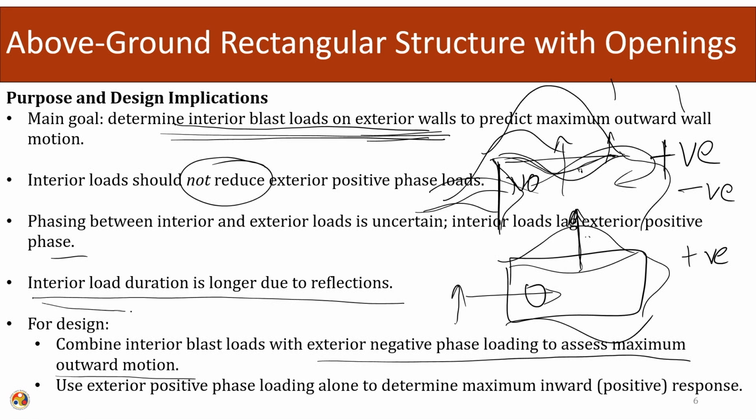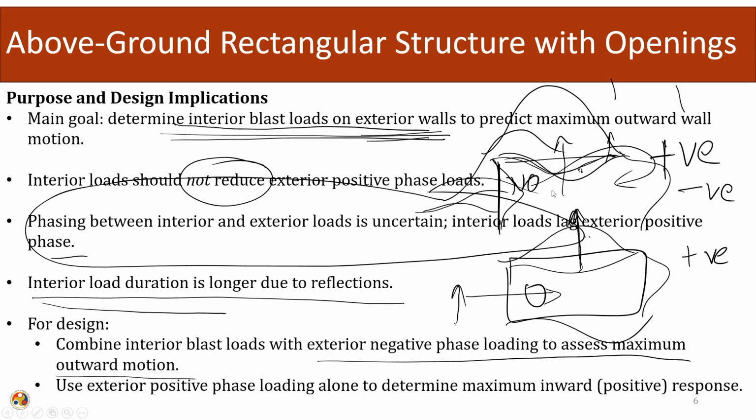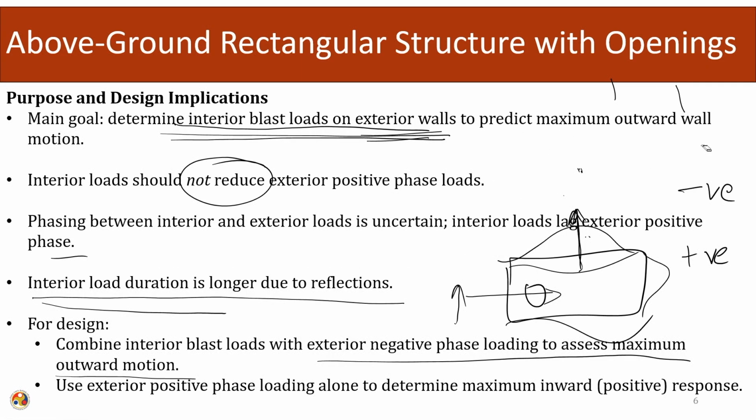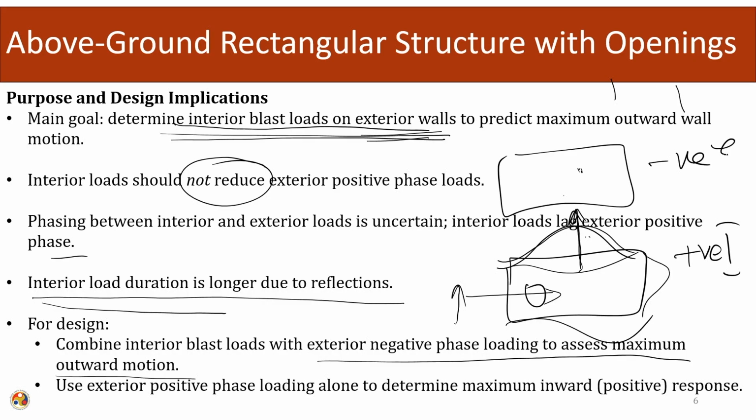Why? Because they are not going to act at the same time. Phasing is uncertain, so they might not act at the same time. In order to assess the worst possible condition, we take positive internal pressure, which is trying to bulge it outward, and negative external pressure, which is also trying to move it outwards due to the suction effect. These two we combine to assess the maximum outward motion, that is the worst case scenario. The exterior positive phase loading is used alone to determine the maximum inward positive response.